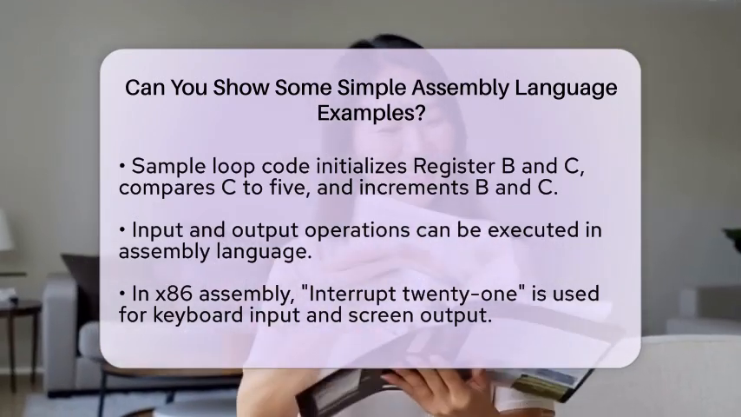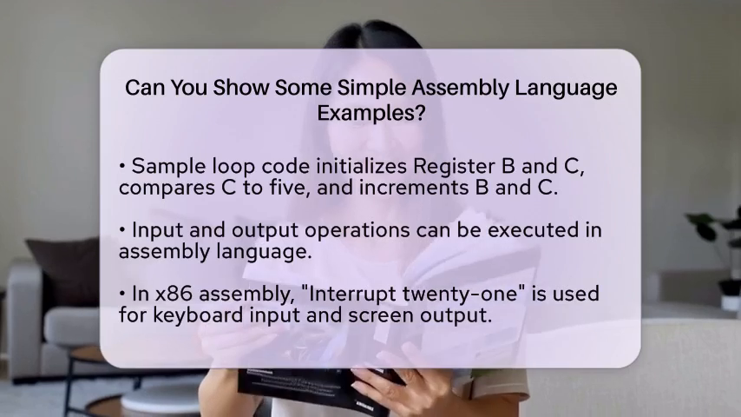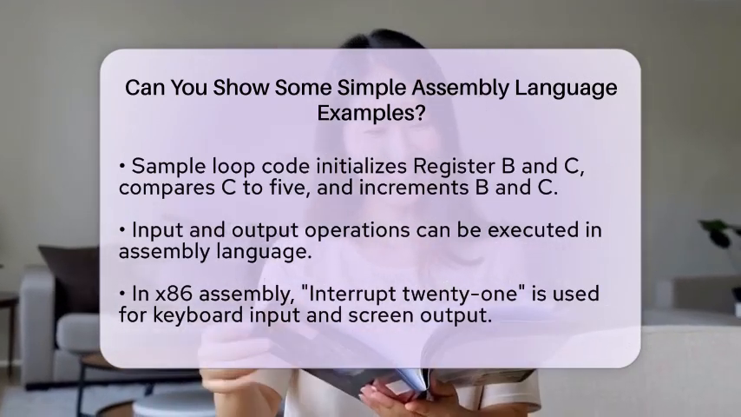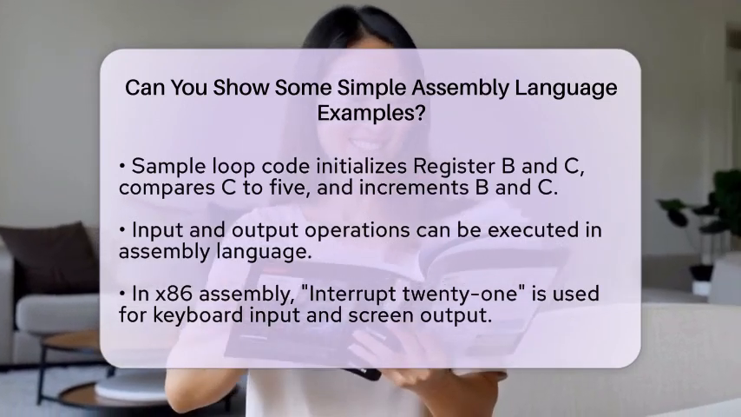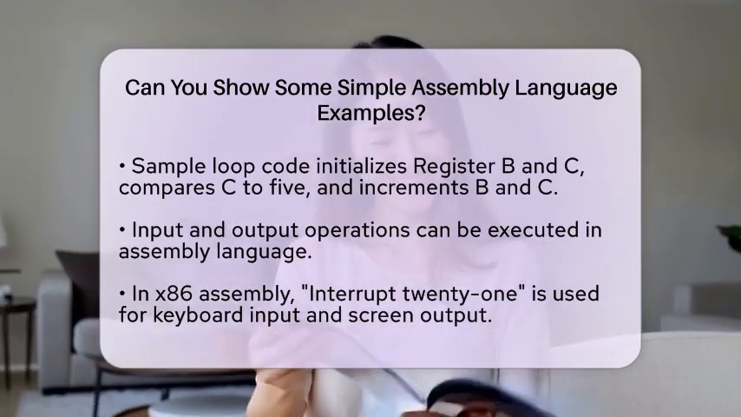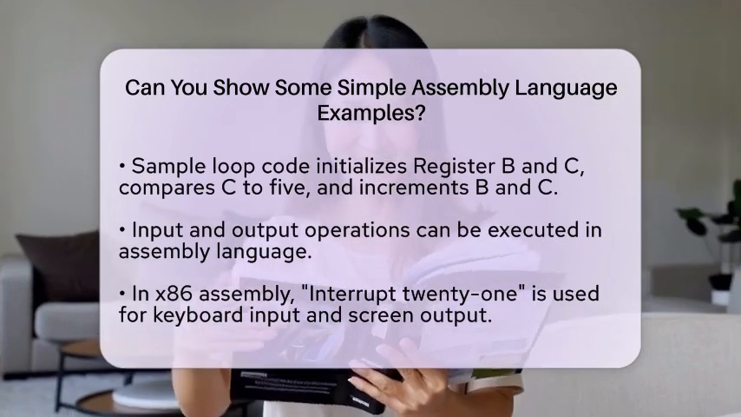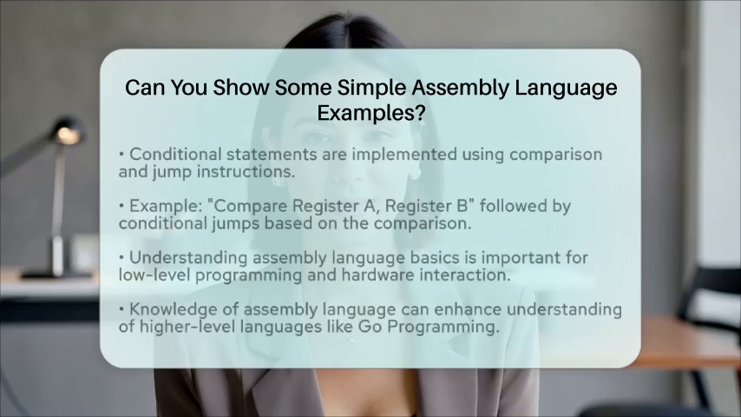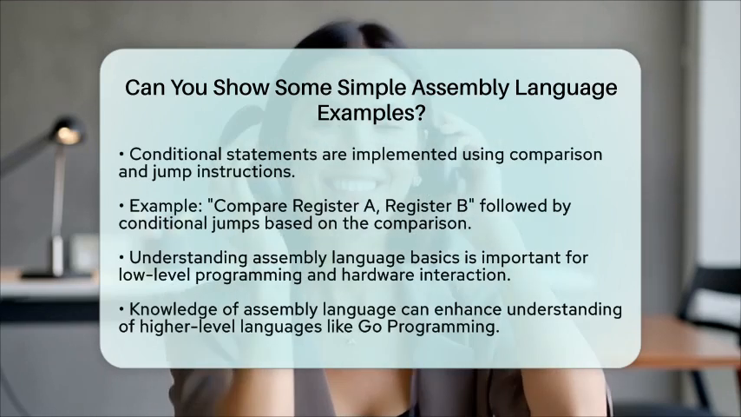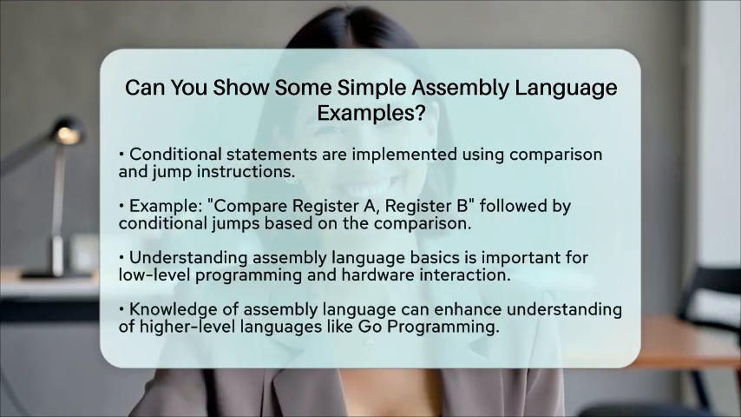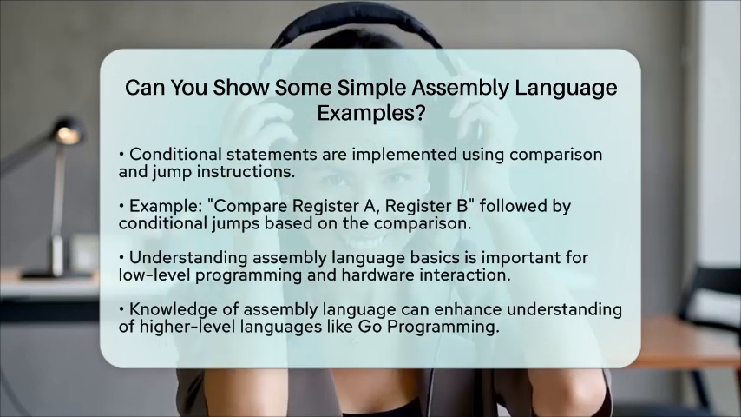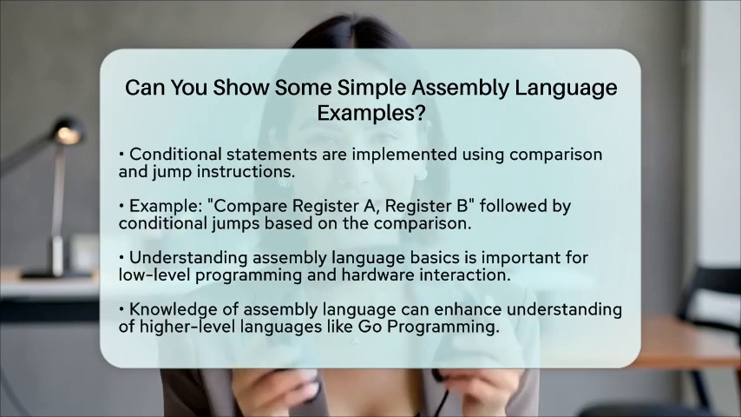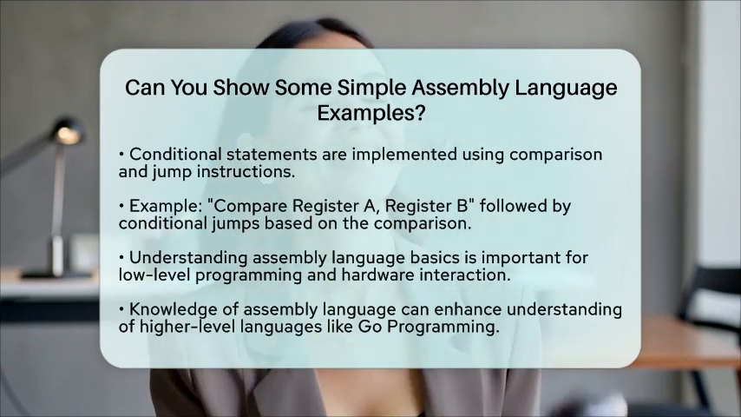Lastly, conditional statements are another important feature. You can use comparison instructions like compare and jump instructions like jump if equal or jump if greater. For instance, you might write move register A 5. Move register B 3. Compare register A, register B. Jump if greater to greater label. If register A is not greater than register B, you can execute other code before jumping to the end. If it is greater, you can execute the code under the greater label.